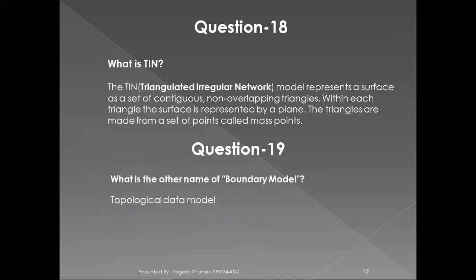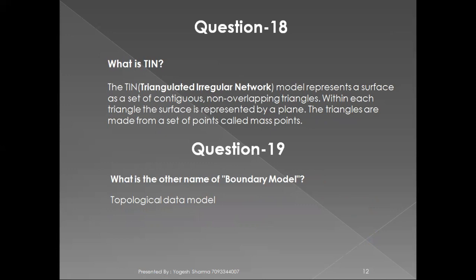What is the TIN? The TIN is the triangulated irregular network. A TIN model represents a surface as a set of continuous non-overlapping triangles. Within each triangle, the surface is represented by a plane. The triangles are made from a set of points called mesh points.